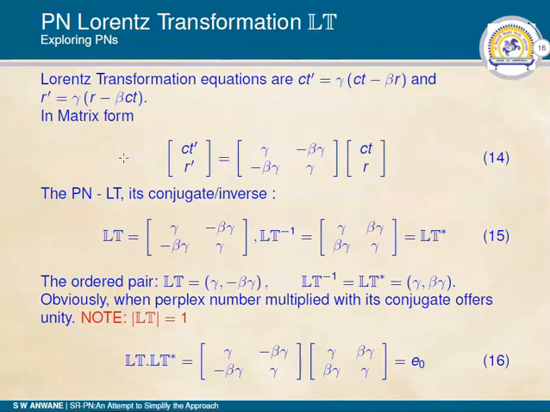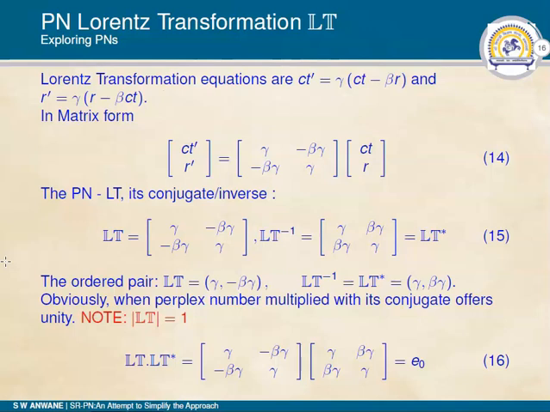This pair of equations can be expressed in the matrix form. These Lorentz transformation equations can be clubbed into a single matrix equation, expressed as equation number 14, wherein on the left hand side we have a shorthand notation in the form of a column matrix (ct', r') equal to a matrix with gamma, minus beta gamma, gamma as a Lorentz transformation 2 by 2 matrix multiplied by a column matrix (ct, r).